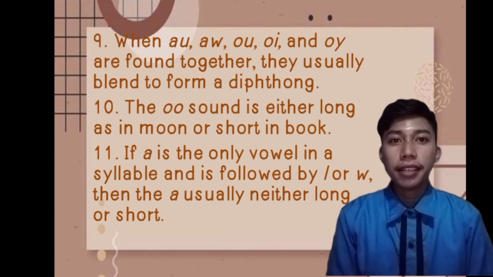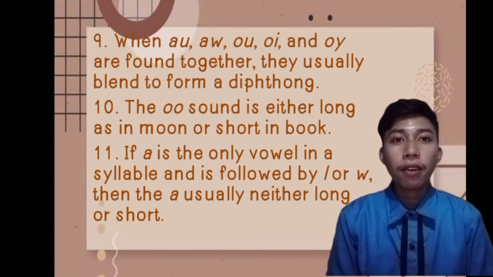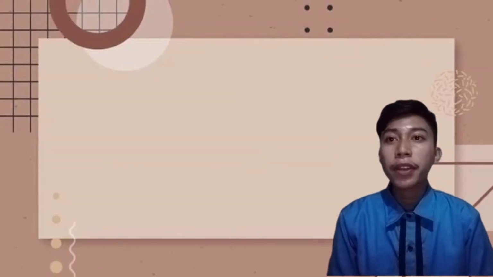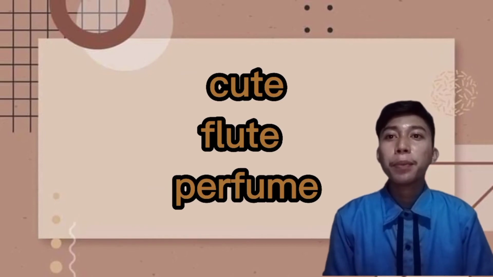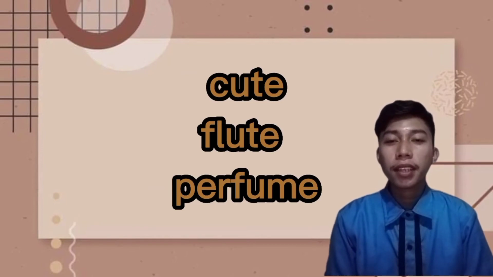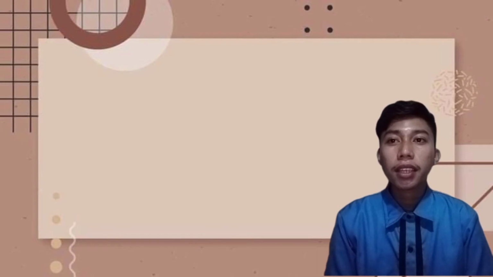Rule number 10. The OO sound is either long as in moon or short as in book. For example, cute, float, perfume.